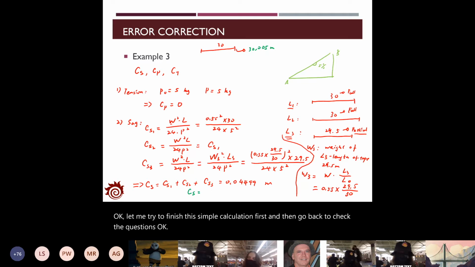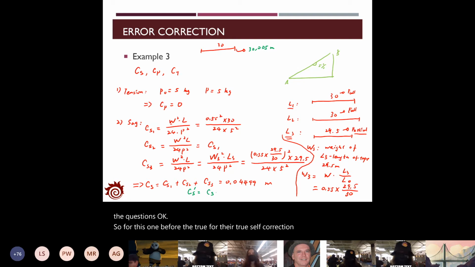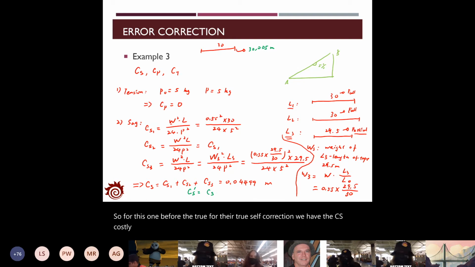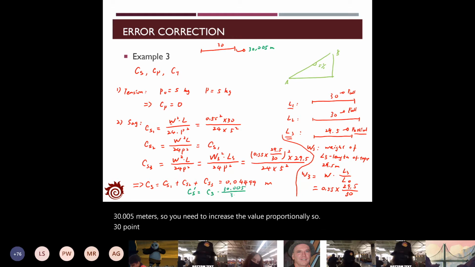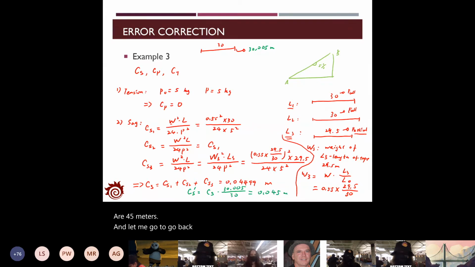So for the true sag correction, we have the CS, because the distance you read from the tape, about 30 meters, is actually 30.005 meters. So you need to increase the value proportionally. 30.005 divided by 30. So with that, you find out the value of the sag correction as 0.045 meters. Then let me go back to check what your questions are in the meeting chat.